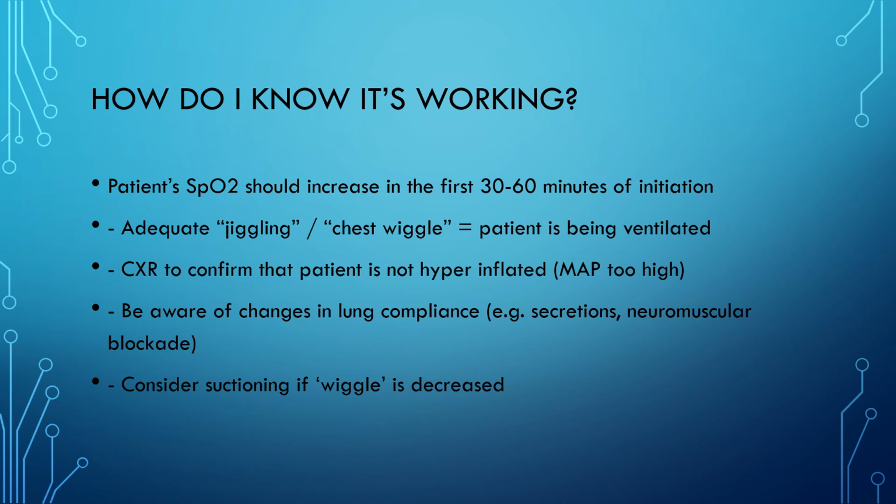How do you know if it's working? The patient's saturation should increase in the first 30 to 60 minutes of initiation. Make sure that there is adequate jiggling or chest wiggle that shows that the patient is being ventilated. Get a chest x-ray to confirm that the patient is not hyperinflated. And then be aware of changes in lung compliance, secretions, or if a paralytic is used. If the wiggle is decreased, check your ET tube position and consider suctioning.